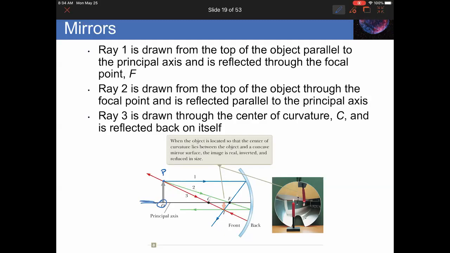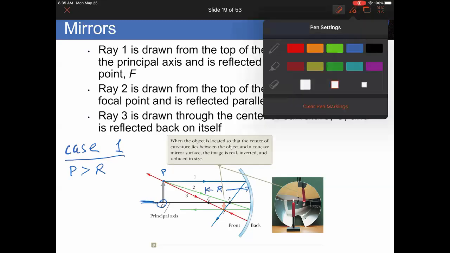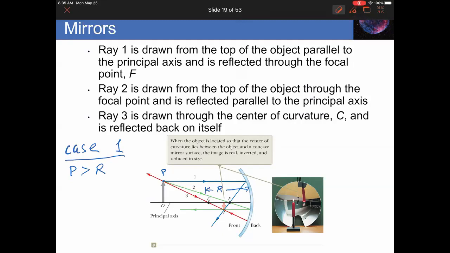That means you can say that this is case 1, where the position P of the object is greater than even the radius. Remember, the distance from C to the mirror is one radius distance. So in this case, we have the object further than the center of the curvature of the mirror. Ray 1 goes parallel to the principal axis, hits the mirror, and reflects back. And it always has to reflect back through the focal point.